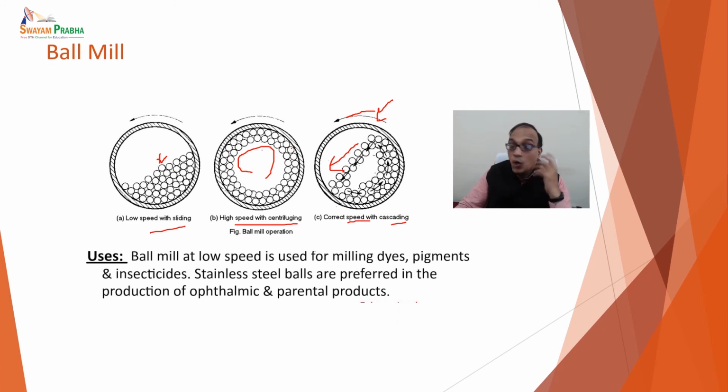The speed factor must be optimized to get the desired particle size. A ball mill at low speed is used for milling dyes, pigments and insecticides. Stainless steel balls are preferred in the production of ophthalmic and parenteral products. Due to compatibility issues, we want the compatible component. Other balls may lead to some contamination, so that's why we use stainless steel, specifically in ophthalmic and parenteral products.